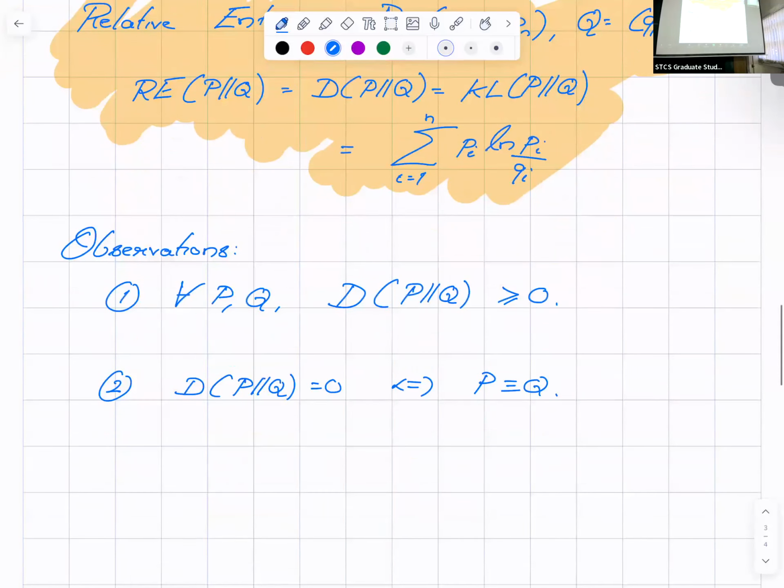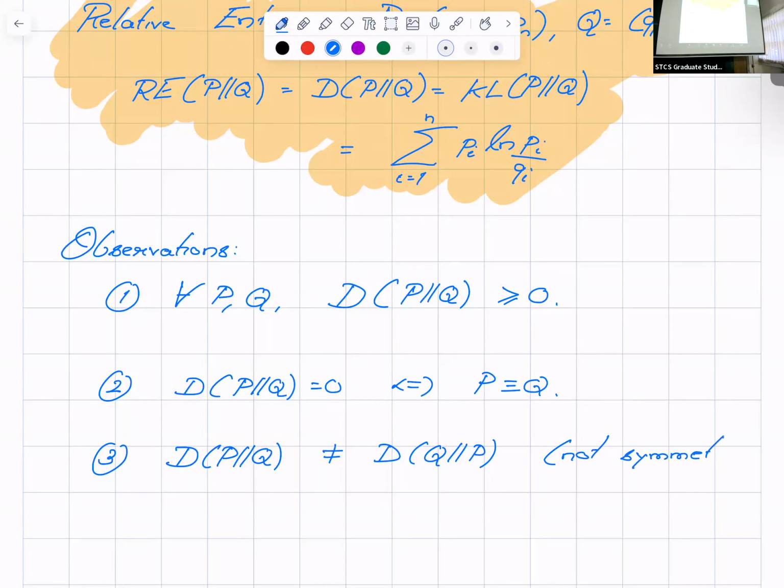Three, D(P||Q) is not a symmetric measure. So it's not like the usual notion of distance. Distance is usually a symmetric measure between the two distributions. This is not symmetric, and you can see that by the asymmetry in the definition itself.